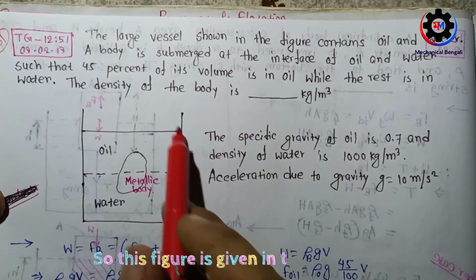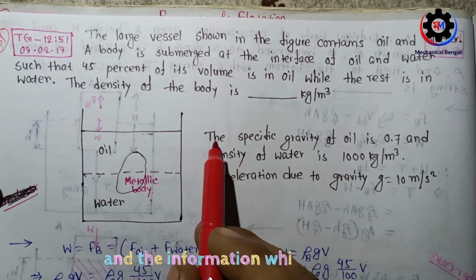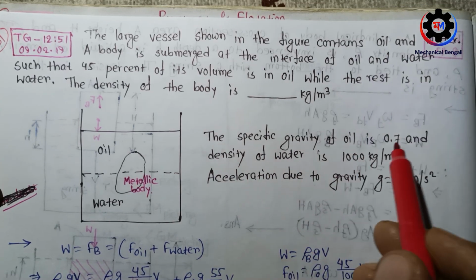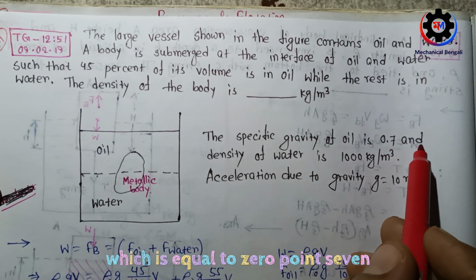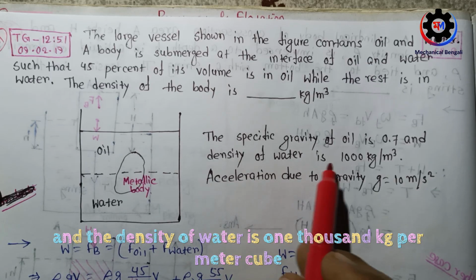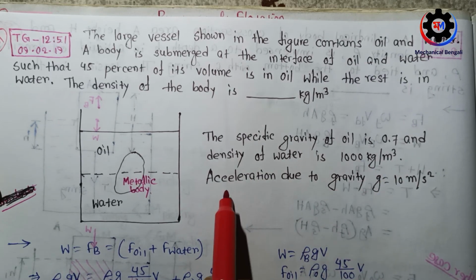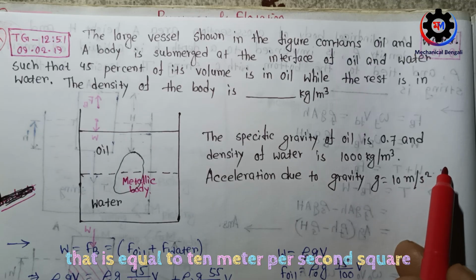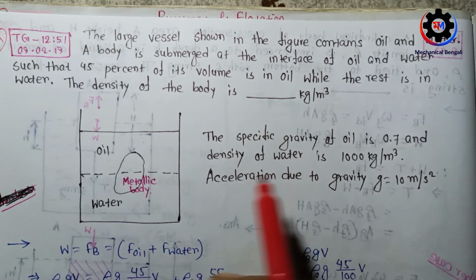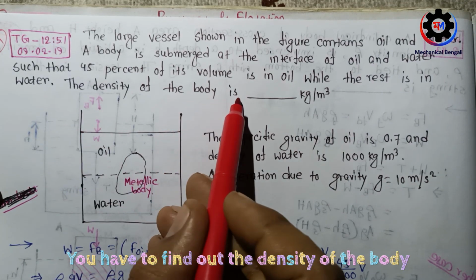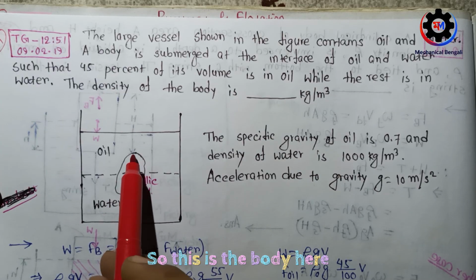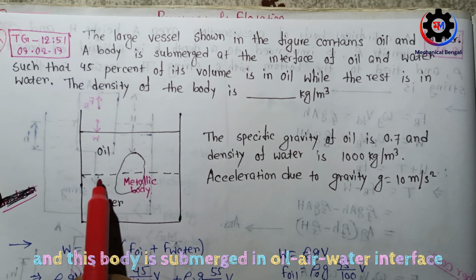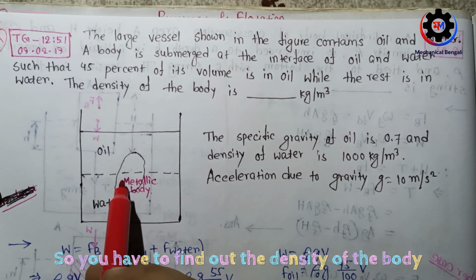What is given? This figure is given in this question, and the information given is the specific gravity of oil, which is equal to 0.7, and the density of water is 1000 kg per meter cube. Acceleration due to gravity g is equal to 10 meter per second square. You have to find out the density of the body. This is the body here, and this body is submerged at the oil-water interface.